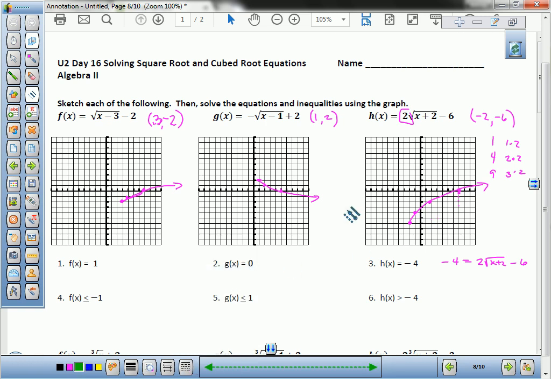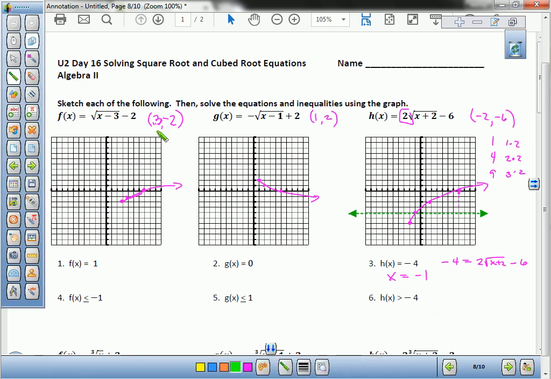But to solve it, we would just come down here where y is -4. Where is the function -4? And what is the x value right there, guys? -1. So x equals -1.